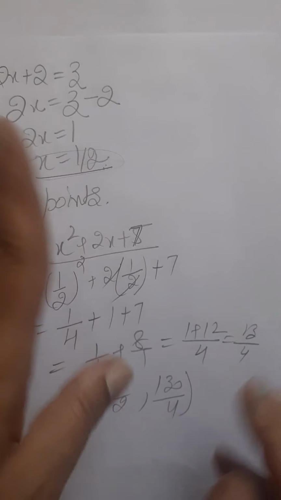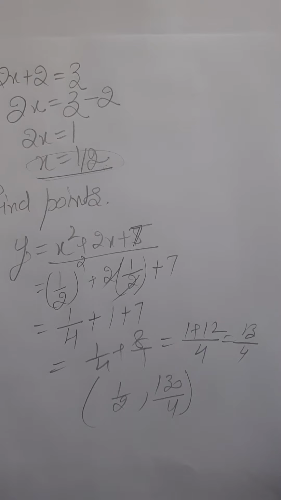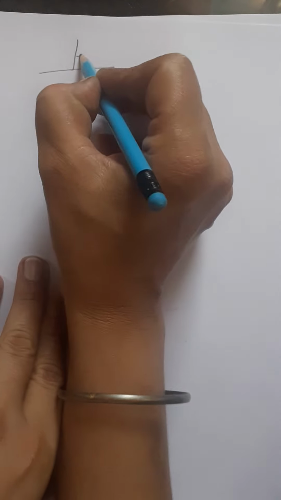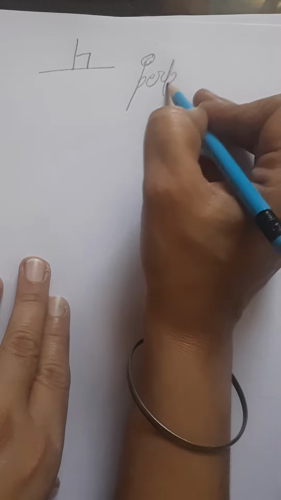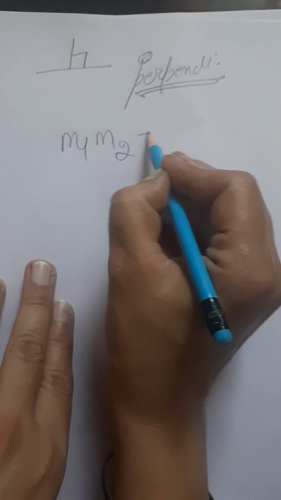In this way you can find the point of intersection, but because these lines are parallel, it is not necessary to find the points. But when we have the condition that lines are intersecting each other and the condition is perpendicular, when the lines are perpendicular to each other, we apply the condition m1 m2 is equal to minus 1.